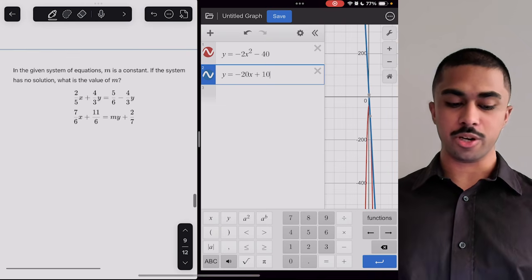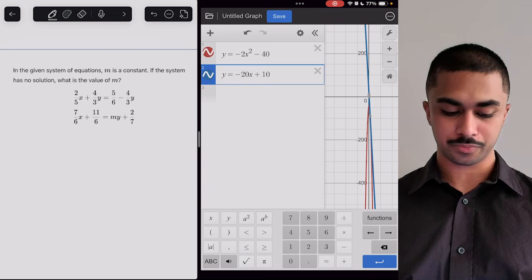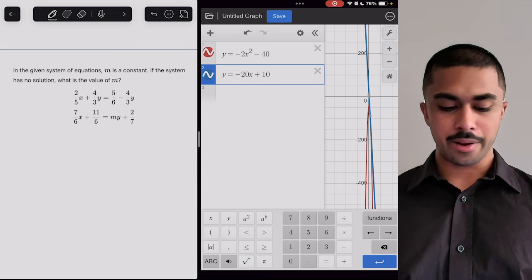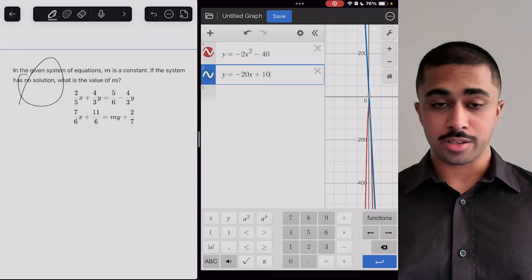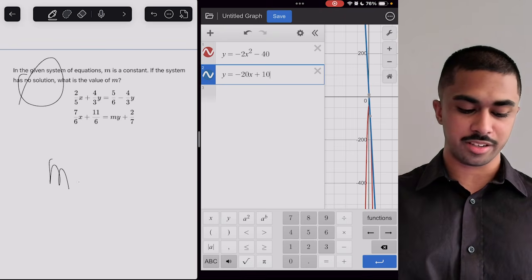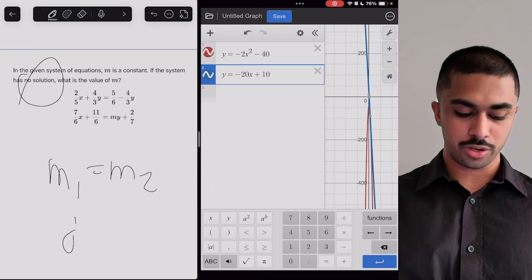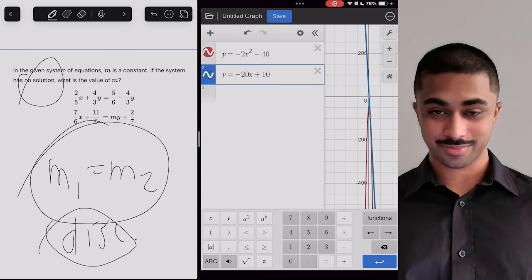In the given system of equations, m is a constant. If the system has no solution, what is the value of m? Again, whenever we get a question that shows us the number of solutions, we're typically either setting the slopes equal to each other or using the discriminant. Which one do you think it's going to be?